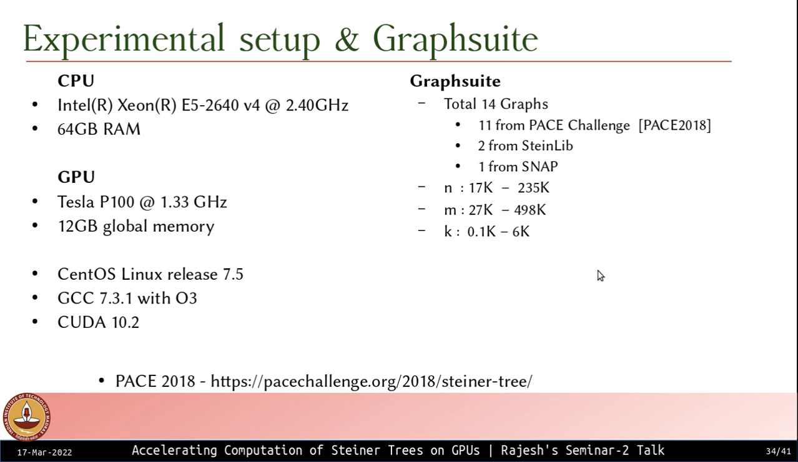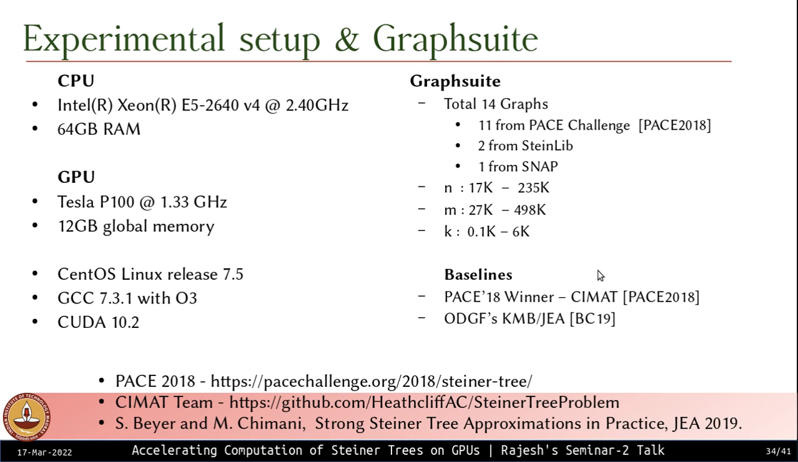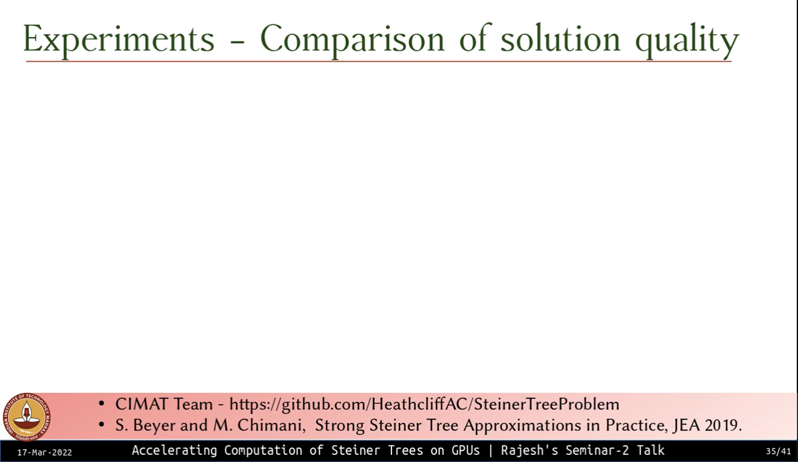These are the ranges for our n, m and k values. We use two baselines: one is the Pace winner's code and the other is the work published in the Journal of Experimental Algorithmics, which we abbreviated as JEA, and we use them in the rest of the plots that we are going to see.